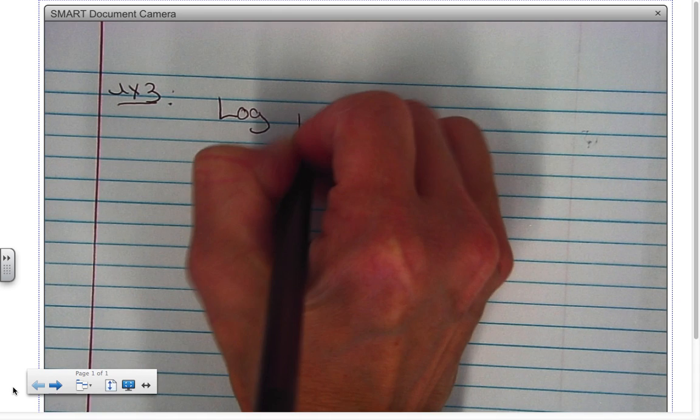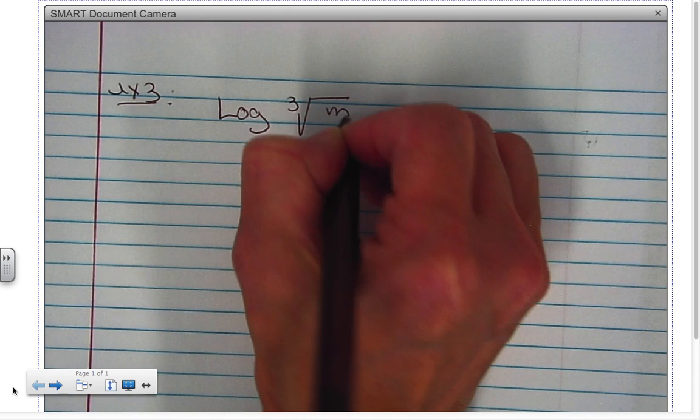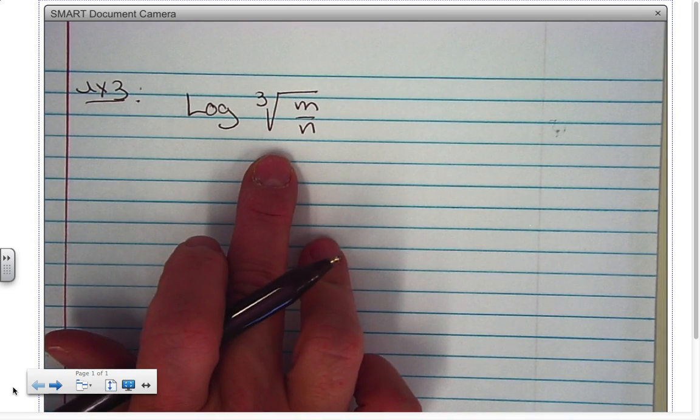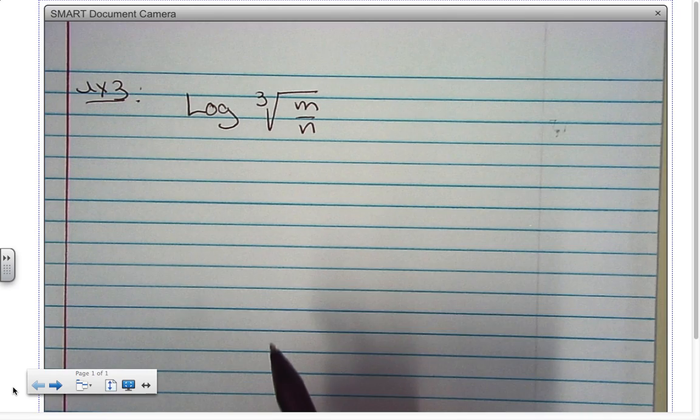All right, example 3. Example 3 asks us to find log of the cube root of m divided by n. And you can probably tell that these can be pretty simple and straightforward, or they're going to be real complicated. This could get real complicated under here.